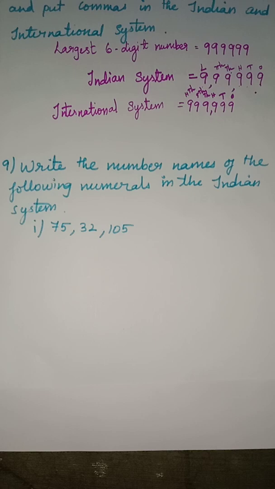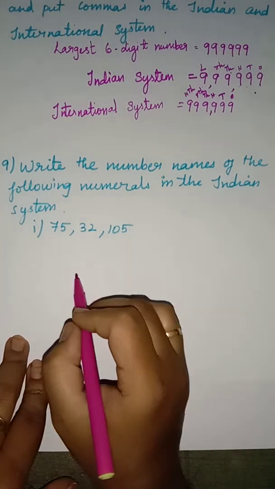Next, under the ninth question: write the number name of the following numerals in the Indian system. They have given the numbers with commas. We have to write it in place value and then write the number name based on the Indian system. First, write that number briefly.